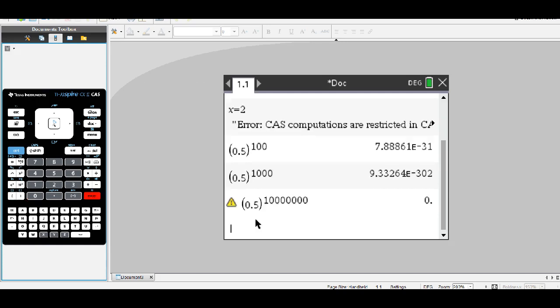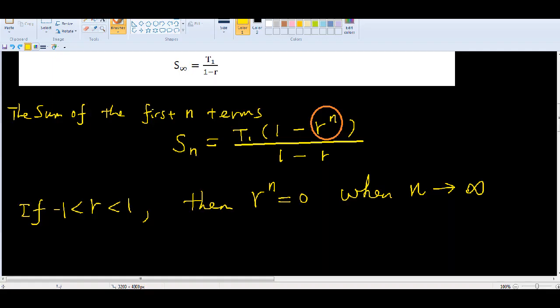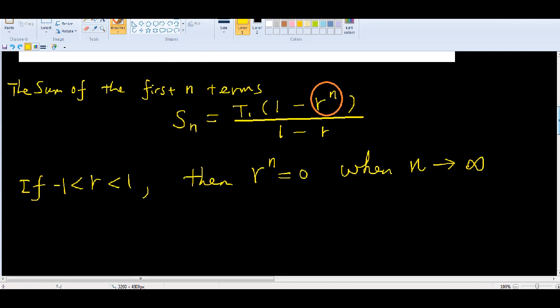You see that? The exclamation mark means even the calculator can't give you an extra small number, it just gives you 0. That's the reason when the power becomes really big and the base is a number between minus 1 and 1, you will have an answer of 0. That's why it's justified that if r is between minus 1 and 1, then r to the power n is 0. So that's what happens.